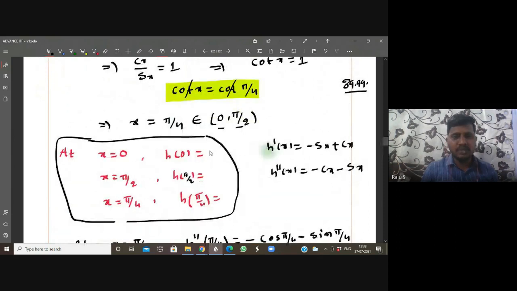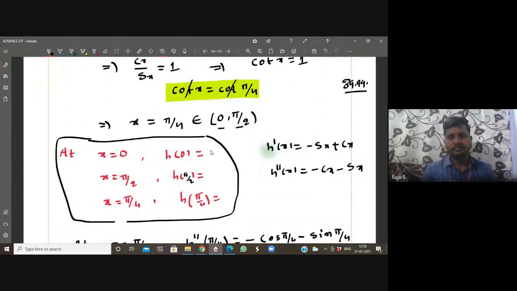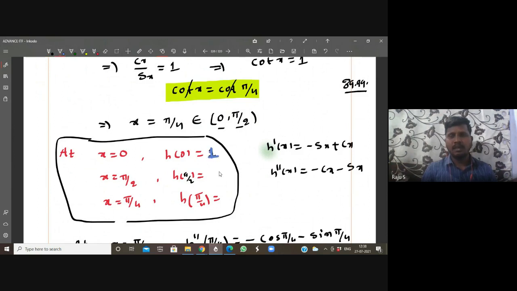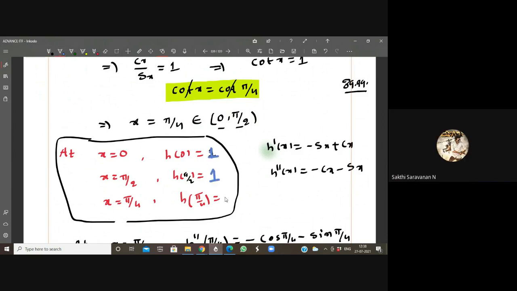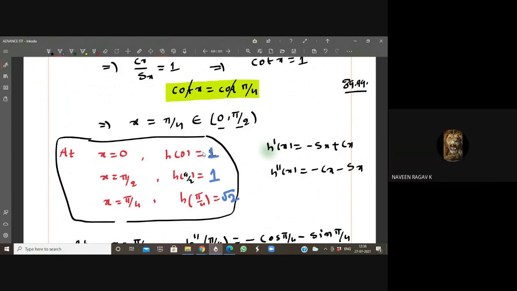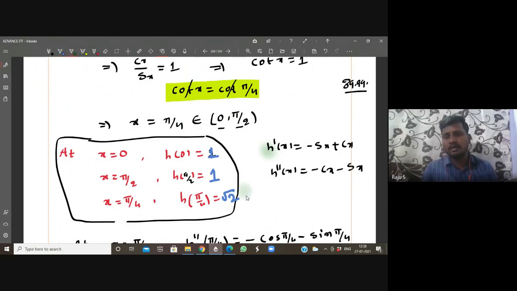Okay, what about h of 0, students? H of 0 is 1, and h of pi by 2 is also 1. Here it is root 2. So if you observe among these three, which is the highest value? 1 is the highest value or root 2? Yes, root 2, exactly. So here we got that this is the highest value among these three, the greatest value.